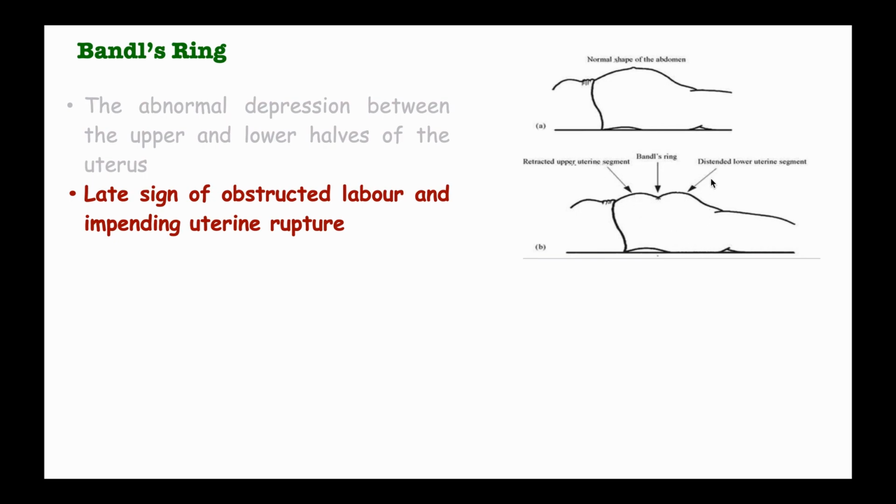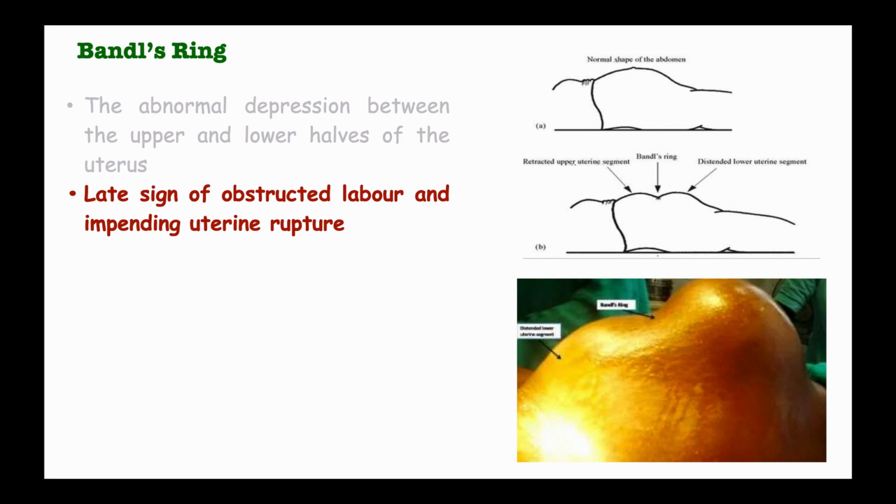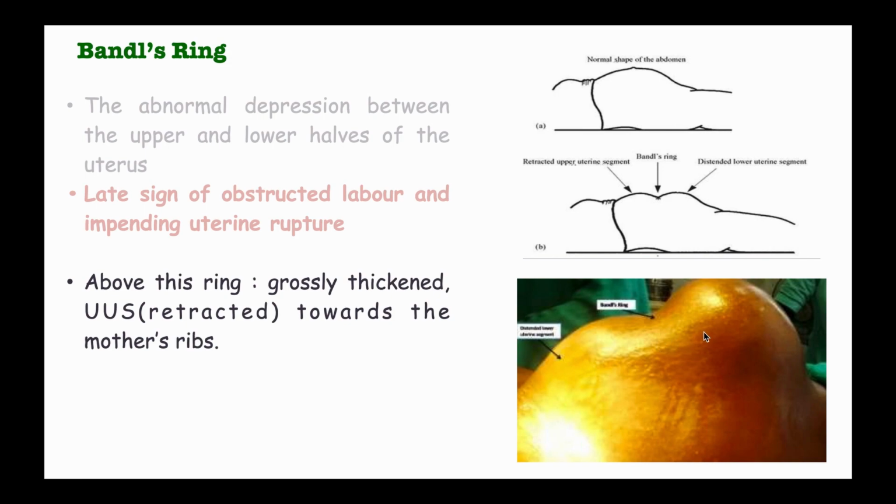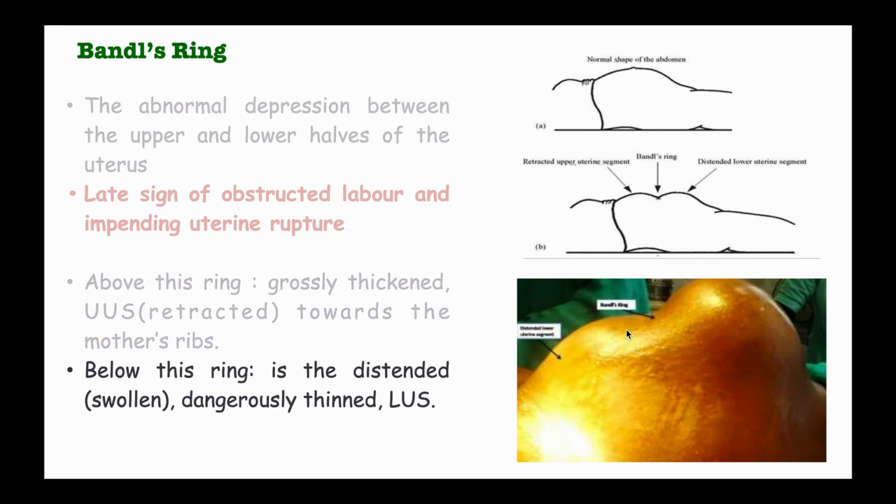Then we find the distended lower uterine segment over here, which is separated by the Bandl's ring, which is the depression we find over here. And this is abnormal. Also in this photo, we find a grossly thickened upper uterine segment which is retracted towards the mother's ribs, and below the ring the distended, dangerously thinned lower uterine segment over here, and this is abnormal.